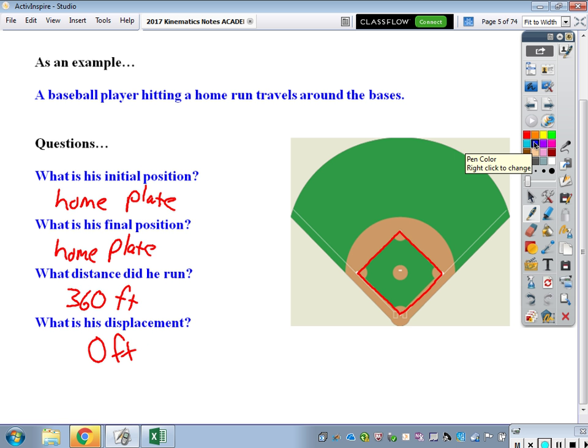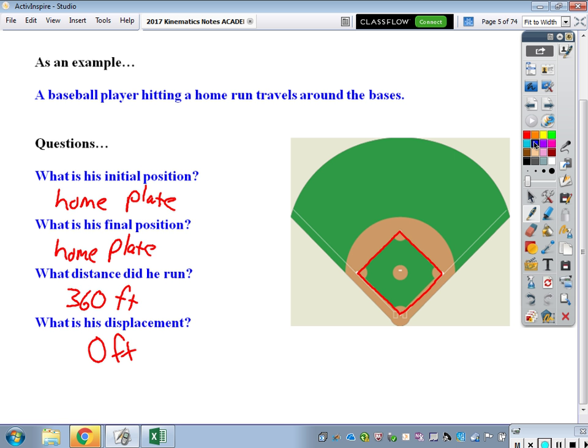Game's not done yet. Wes comes up to at bat number 2. And wouldn't you know it? It's hypothetical, didn't actually happen. Wes hits home run number 2. So he starts at home plate again, but this time he actually gets a little excited about it.